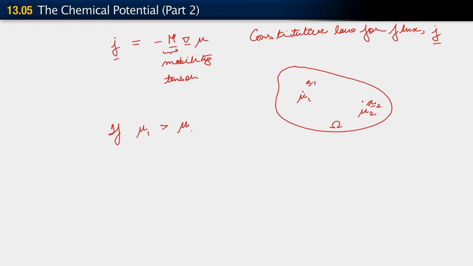So mu1 is greater than mu2. What this tells us is that because mu1 equals the derivative of chi with respect to concentration at x1, and mu2 is the derivative of chi, the free energy density function, with respect to concentration at x2, what it tells us is the following.